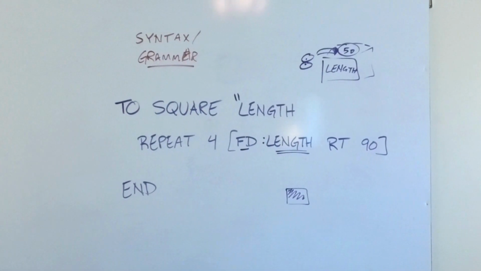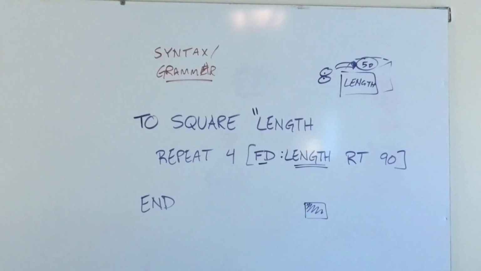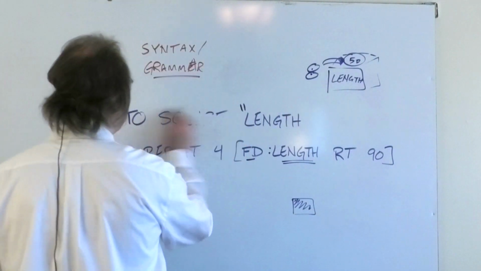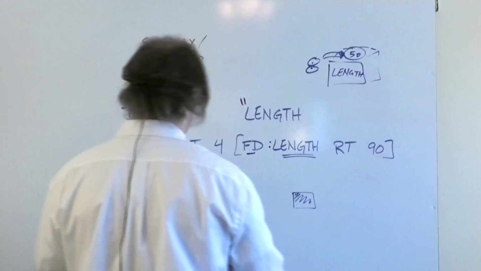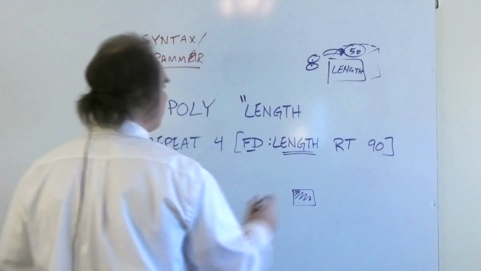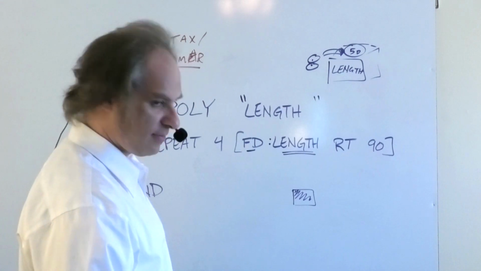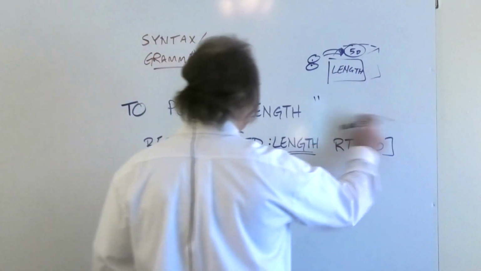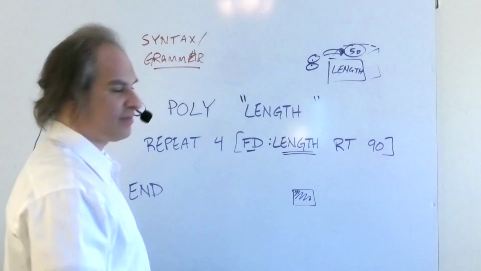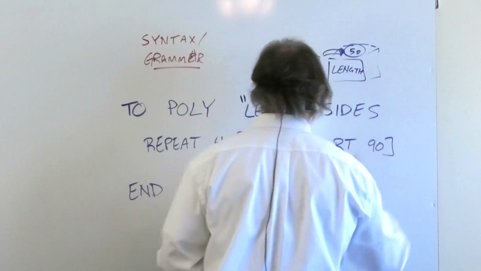So the question then becomes, we don't want to keep having to write square, pentagon, hexagon, octagon, decagon. We just want to write polygon. So what can we do here? To polygon. We'll just write poly. What do we need here? What's the second variable we need? Sides. Right.